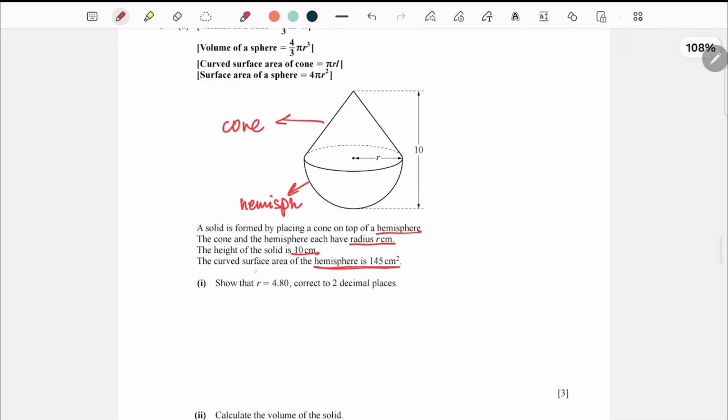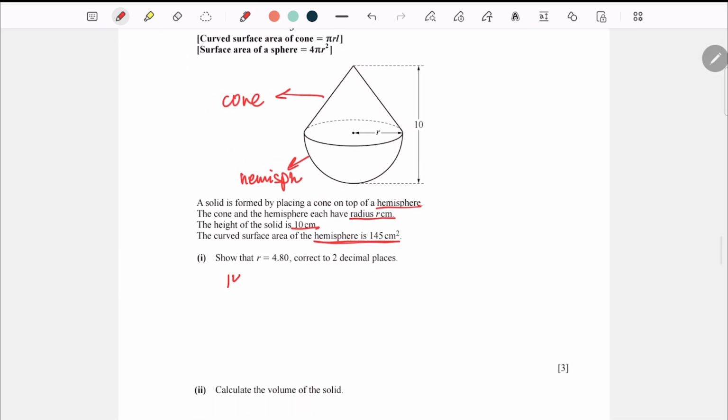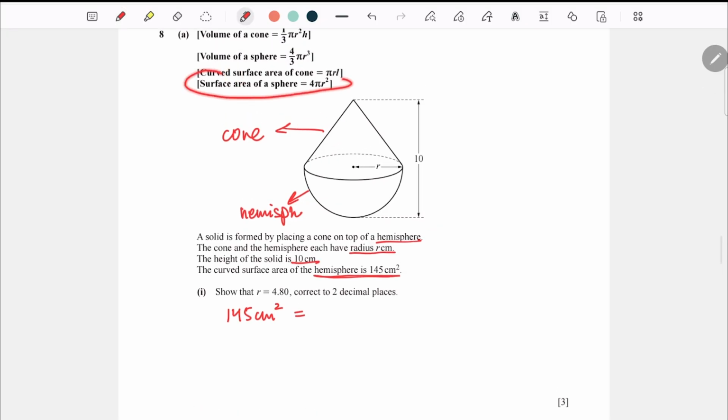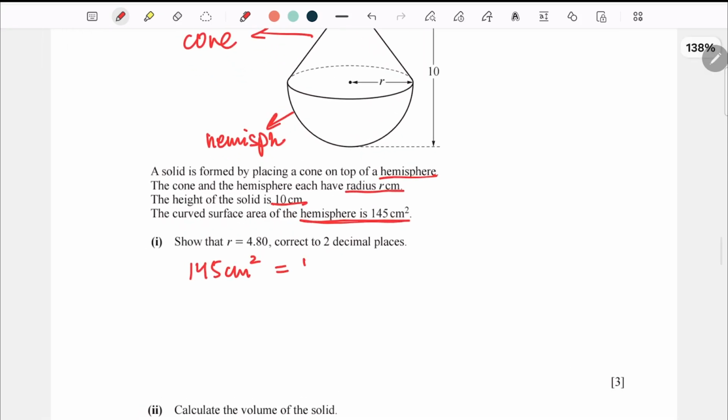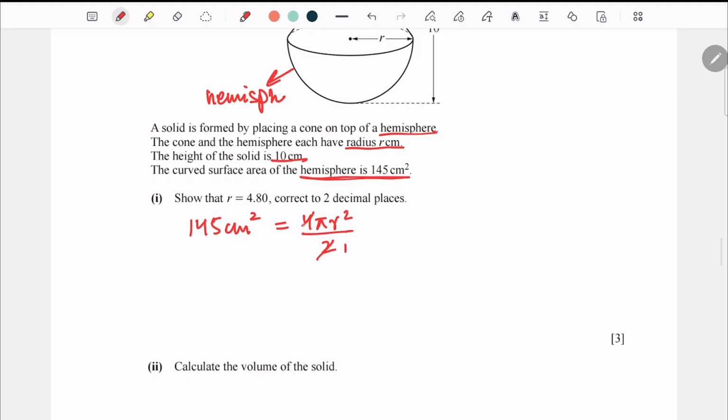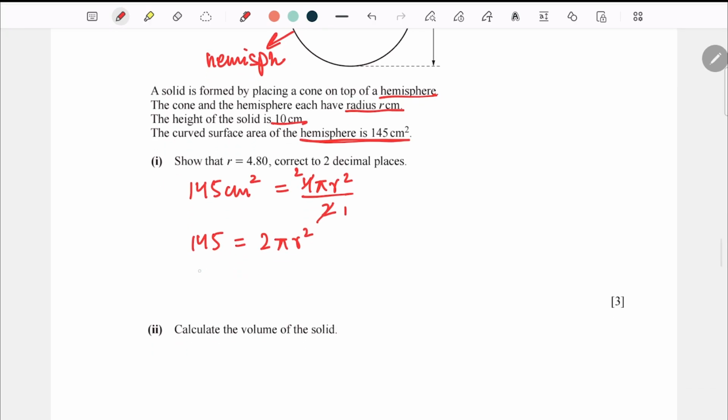So the surface area of the hemisphere is given, that is 145 centimeter square, and the formula given in the question is 4 pi r square for a sphere. So a hemisphere is half of a sphere. It will be 4 pi r square divided by 2, that is 145 is equal to 2 pi r square. 145 divided by 2 pi and square root. When we put this in the calculator, we'll be getting 4.80 centimeters.